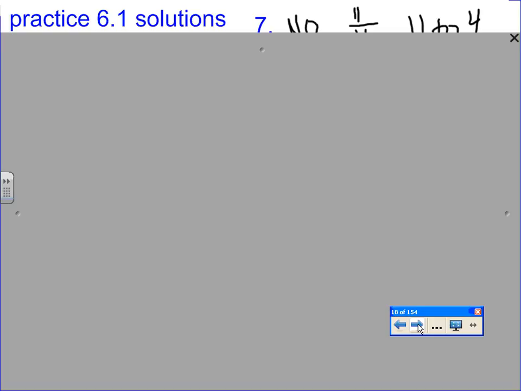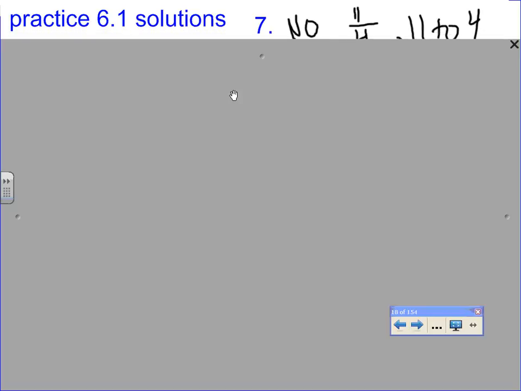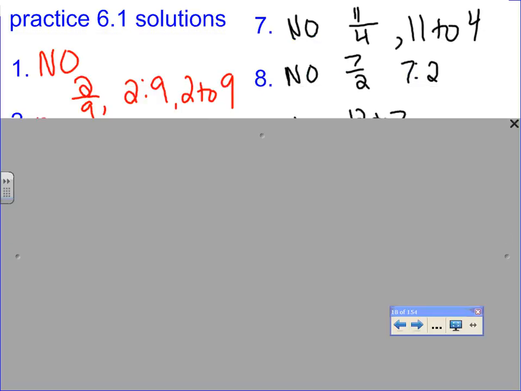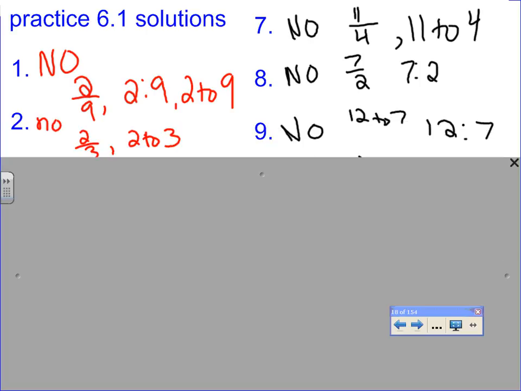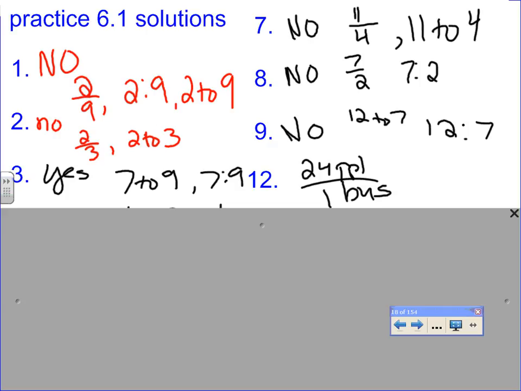Greta, we'll start with you on number 1, yes or no, and then tell us the 2 other ways to write it. Good? Yep. Good job. Okay, so colon, so there's number 1, I have them up here already. Michelle, number 2. Good job. Number 3, Shane. Good job. David, number 4.